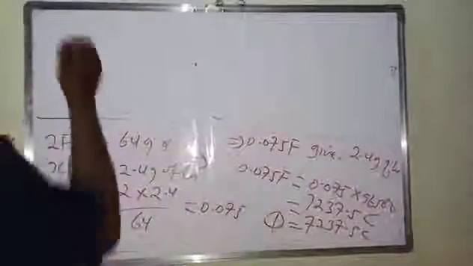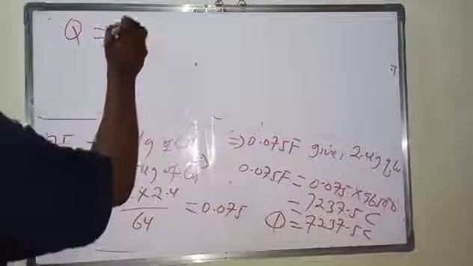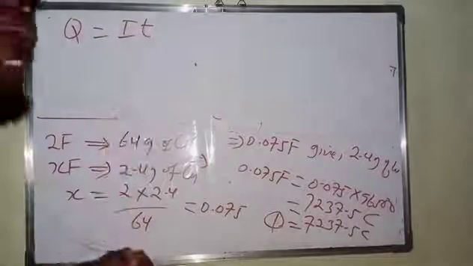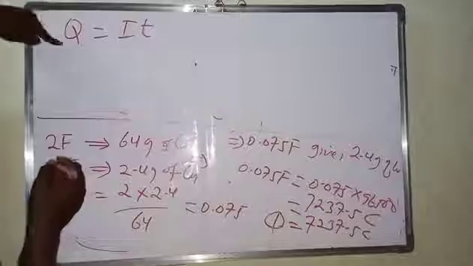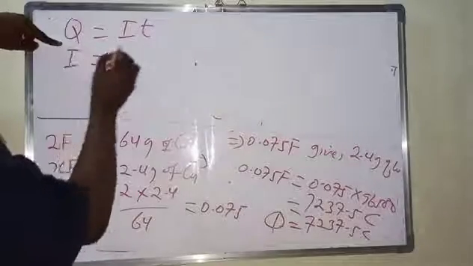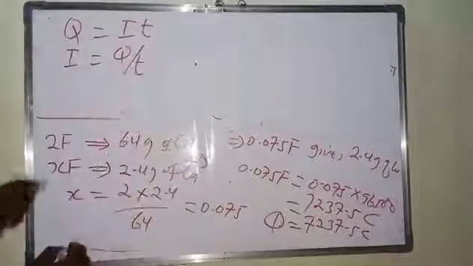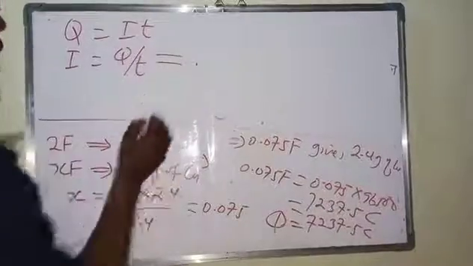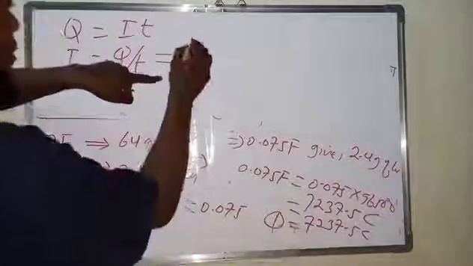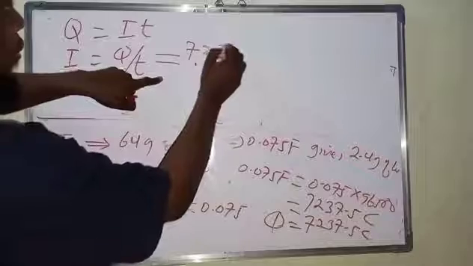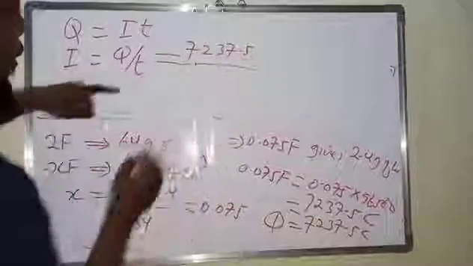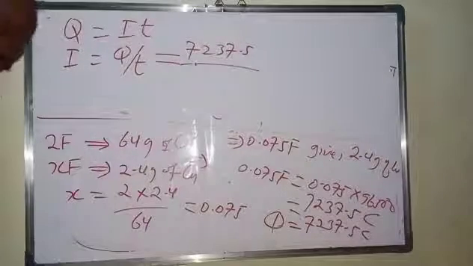Having gotten that, it will now be very easy for us to calculate the current using the formula Q equals IT. So this is where the formula comes in. We've gotten Q, then our I will be Q over T. Q we already got to be 7237.5, all over the time, which was 750 seconds.